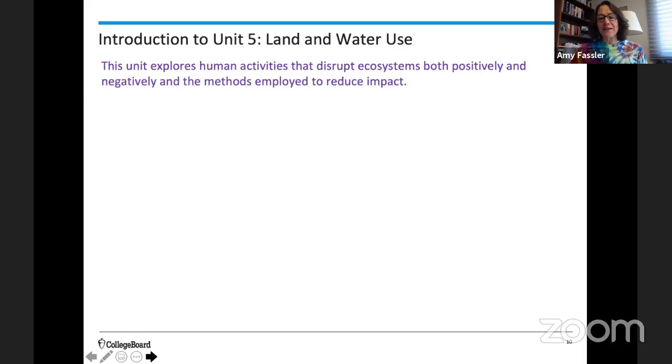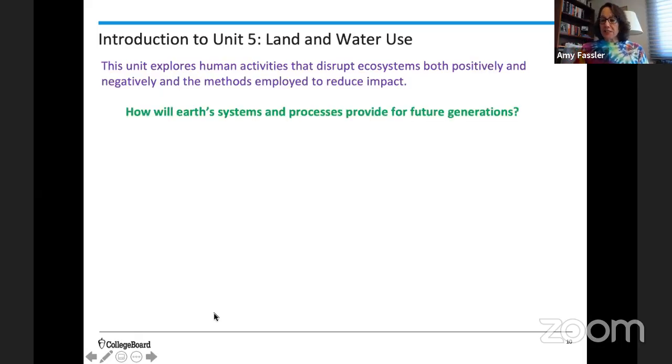This is the part of the APES curriculum that can tend to get a little depressing to students, because there's a lot of ways that we can negatively disrupt ecosystems. And that's why we really try to spend a lot of time focusing on the second part of this learning objective, in providing strategies to mitigate or reduce, or solutions to solve, some of the impacts that humans are having.